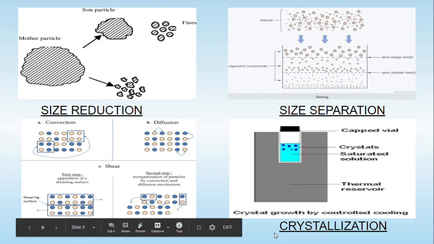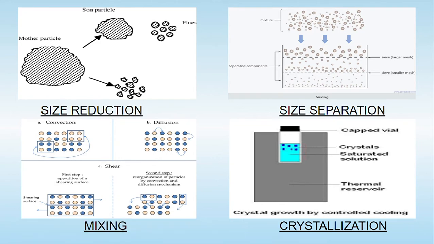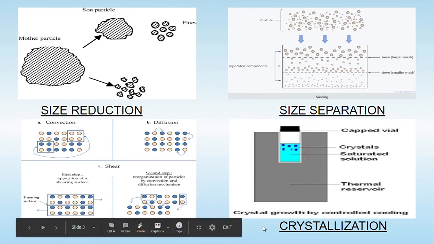Another unit operation is known as crystallization. As we know, crystallization is the process or unit operation for the formation of crystals. Generally, pharmaceutical powders exist in two forms: the amorphous and the crystalline form. The crystalline form has some added advantages over the amorphous form.